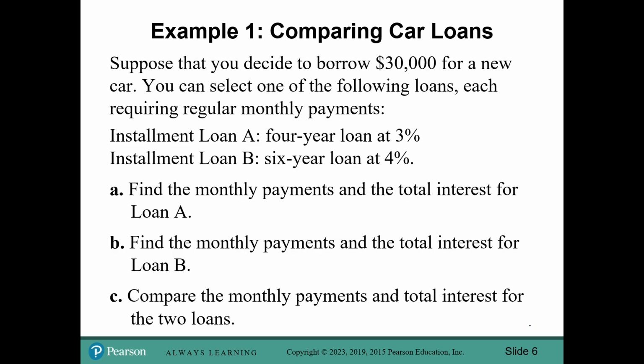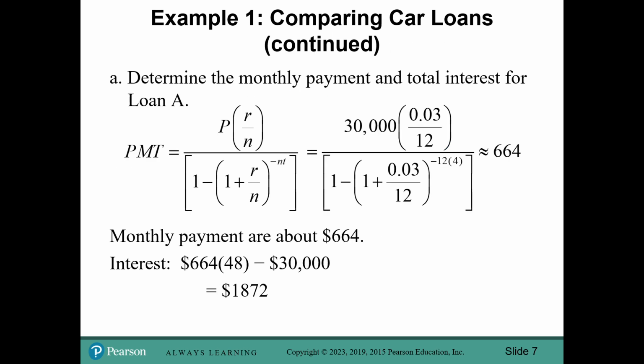So let's go back here and look. Our P here is going to be the $30,000 directly from the problem. The R for installment loan A is 3%, better written as 0.03, because we have to write it as a decimal to use it in the mathematical formula. The loan here is a 4-year loan, and we're paying this 4-year loan monthly, which means 12 installments throughout the year. So we have everything we need to substitute within the formula.